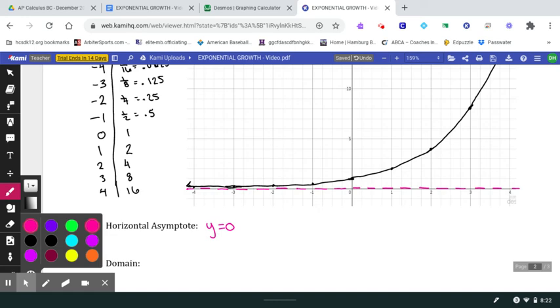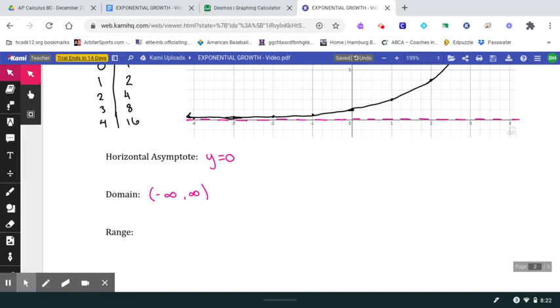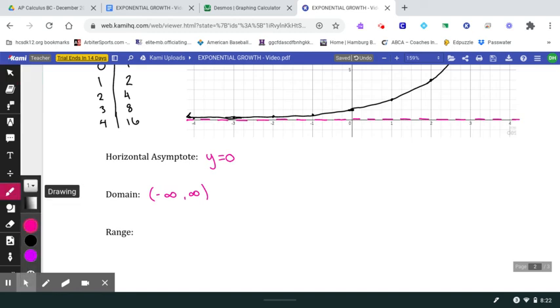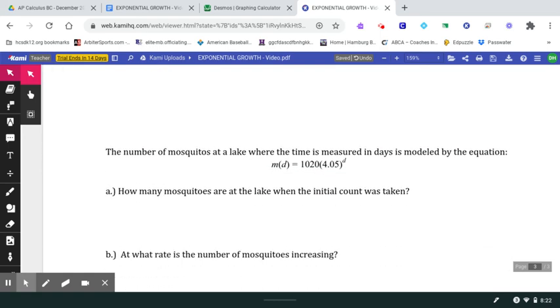Now the domain, you'll notice because of those arrows, we do extend infinitely to the left and to the right. So the domain is all real numbers. Now, because of that asymptote, the range never goes below 0. So our range is going to be from 0 and then upwards to infinity. So 0 is my lowest, infinity is my highest. So those are some special characteristics we'll talk about from time to time.